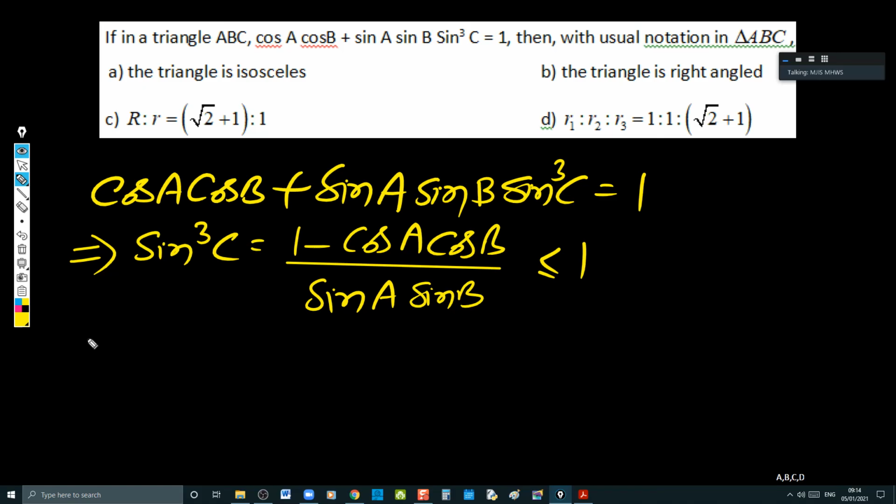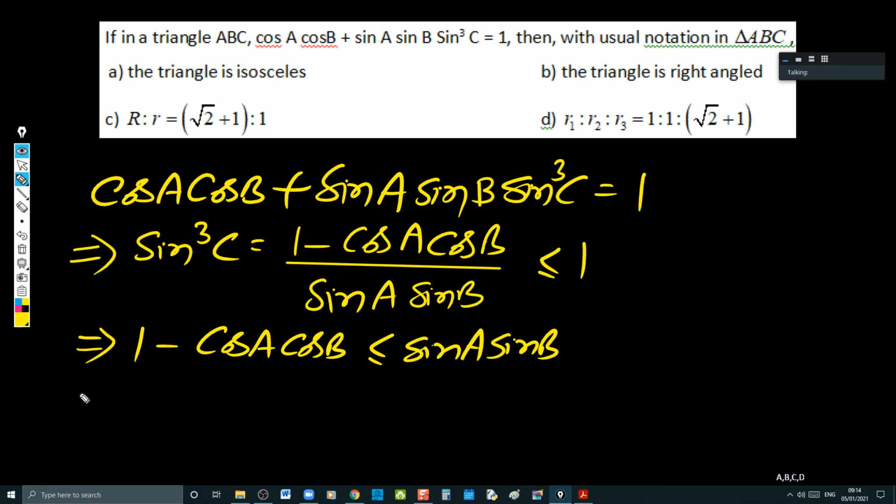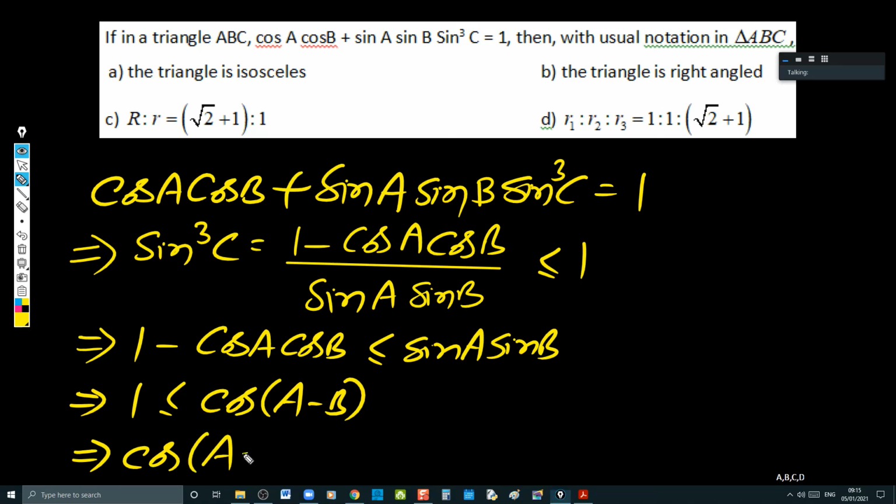So what happens? 1 minus cos A cos B is less than or equal to sin A sin B, which implies 1 is less than or equal to cos of A minus B. But cos A minus B will never be greater than 1. It will be equal to 1, since cos is always less than or equal to 1. So A equals B. So you got a relation there now?